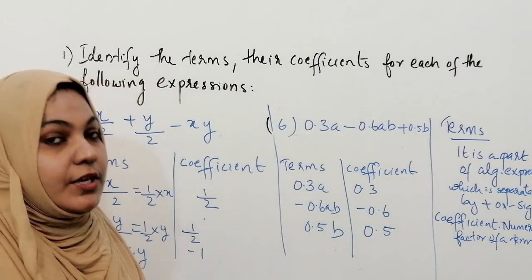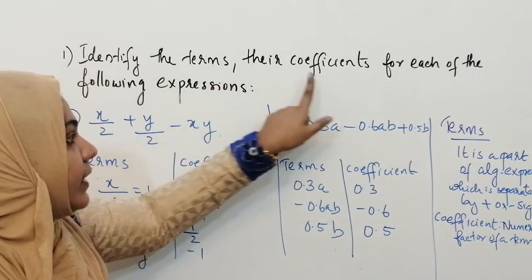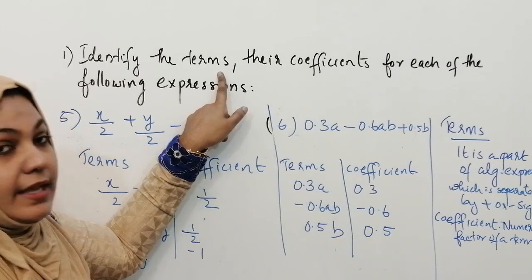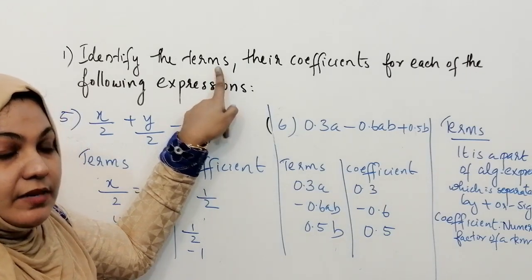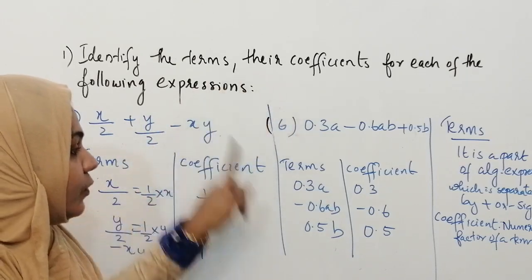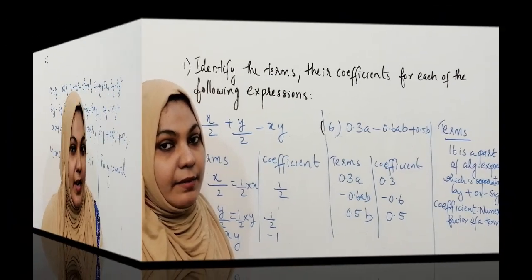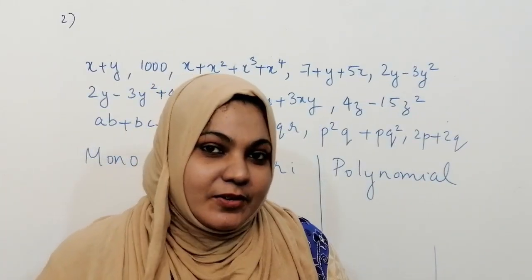So we finished the first question of exercise 9.1. I hope you understood what is a term and what is a coefficient. Terms means a part of an algebraic expression which is separated by plus or minus sign, and coefficient means the numerical factor of a term or the number multiplied with a variable. So let's start with our second question.